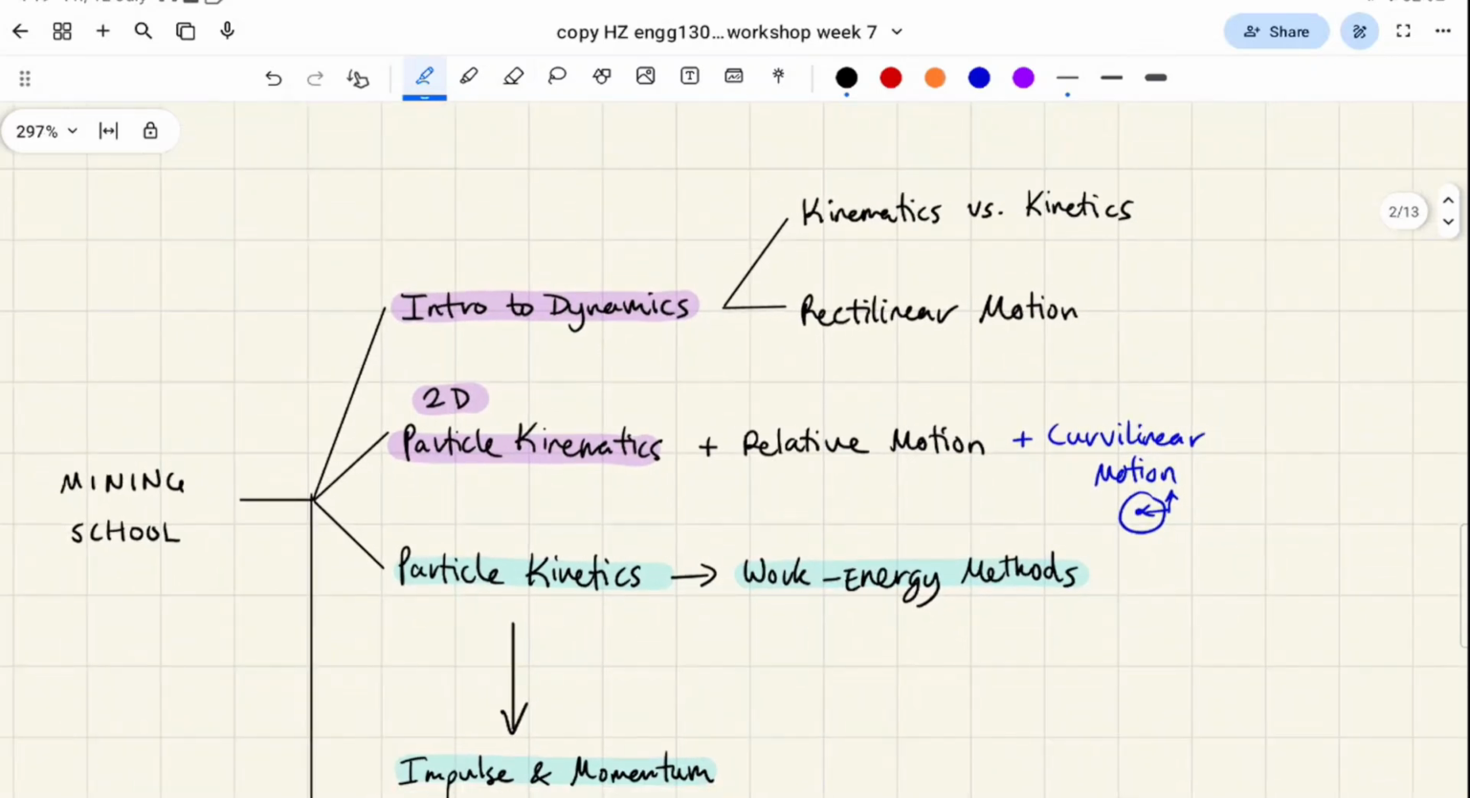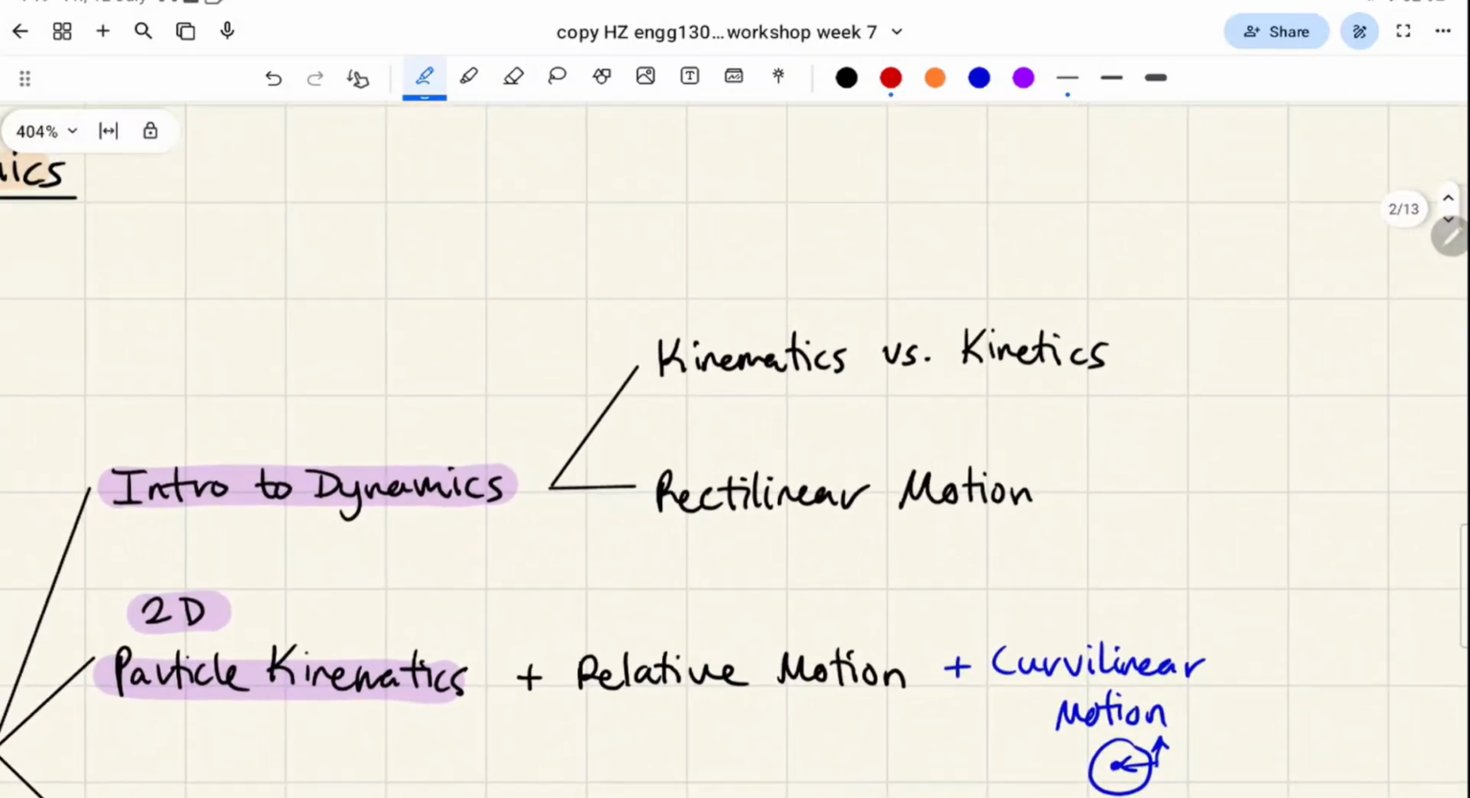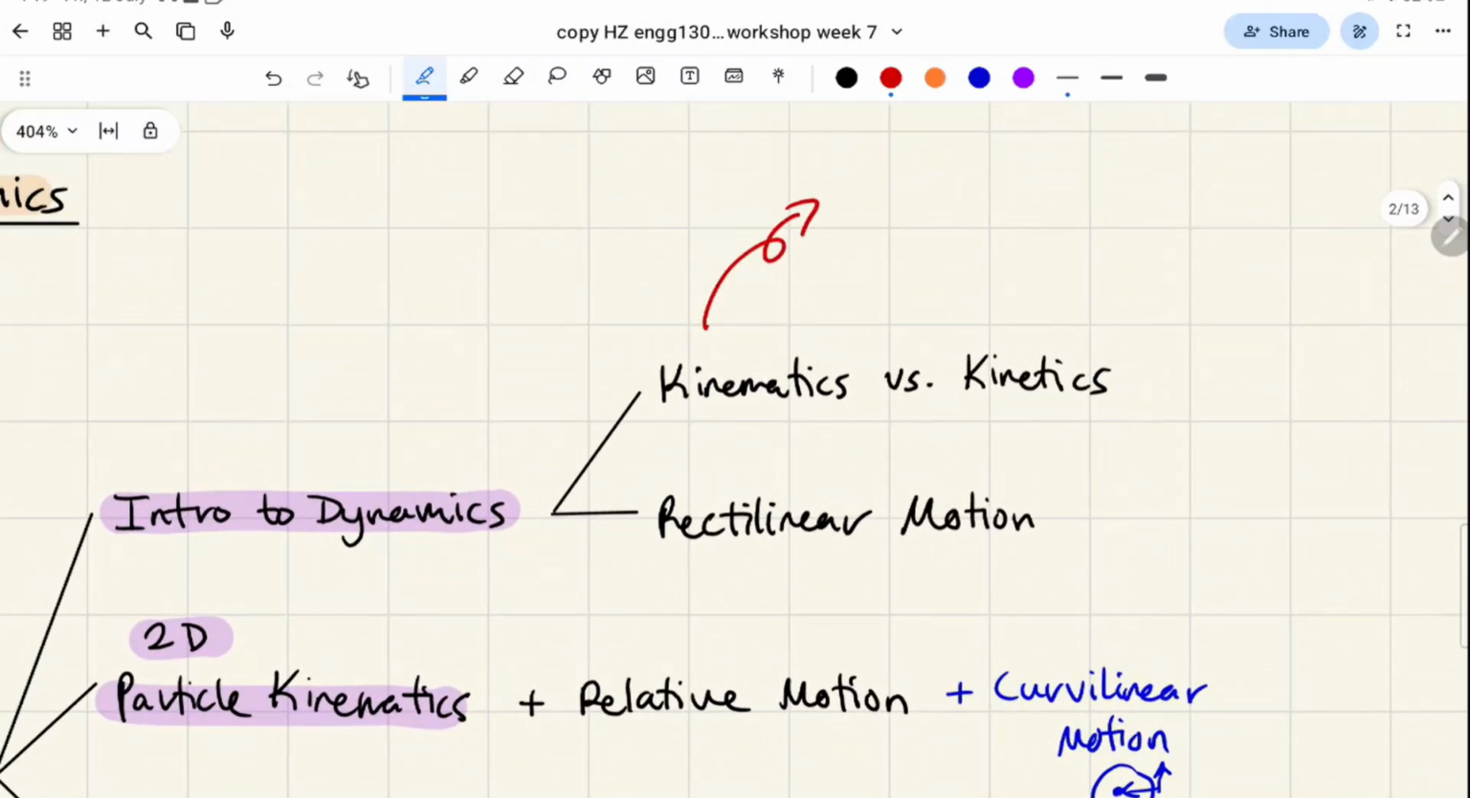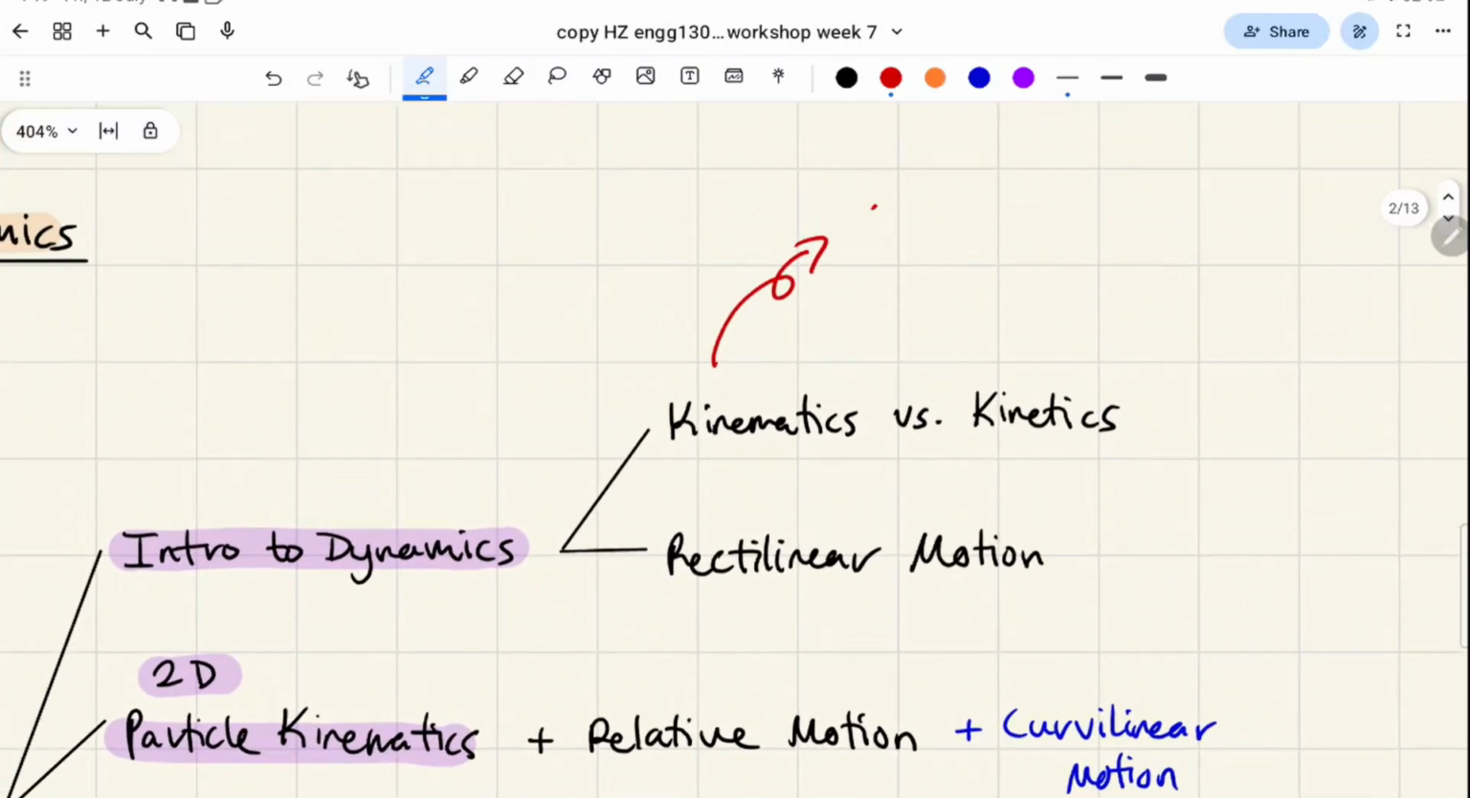So, kinematics and kinetics. We should understand the differences between these words. Kinematics is basically concerned with how a particle travels through space, such as its displacement, which you'll find is s with a little hat on top of it, indicating that it's a vector, v, which is the velocity of the particle, and a, which is its acceleration.